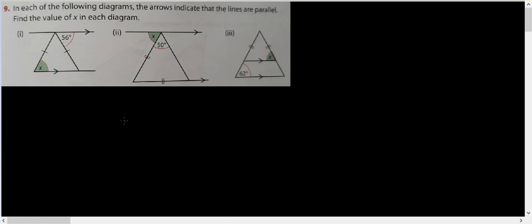Okay, so let's work through this question here. What we have is three different types of triangles, and we have angles being formed by the triangles. So what does it ask us to do? In each of the following diagrams, so we have these diagrams 1, 2, and 3, the arrows indicate that the lines are parallel. So these arrows here, okay.